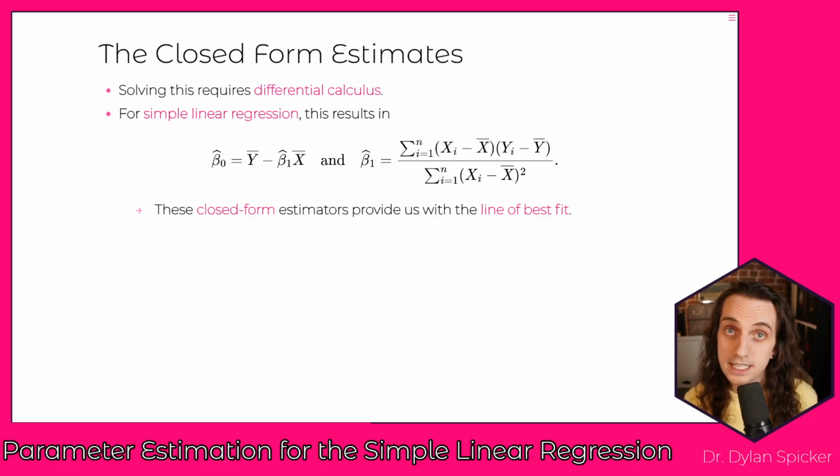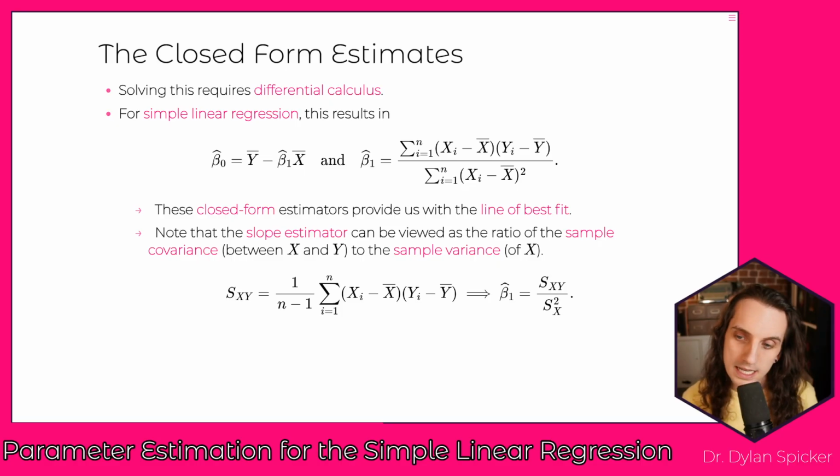Right? It is the line that minimizes the squared errors. It's going to be our regression line. In some sense, it's the best possible line we can get to the data. Okay. Now, the slope estimator can be viewed as taking the sample covariance between x and y and dividing that by the sample variance of x.